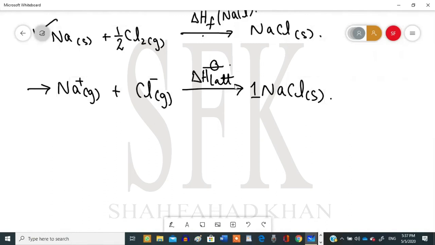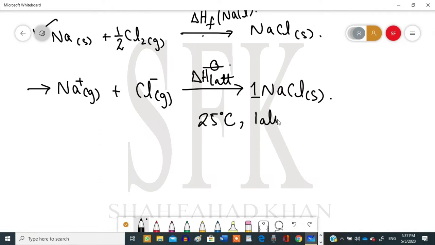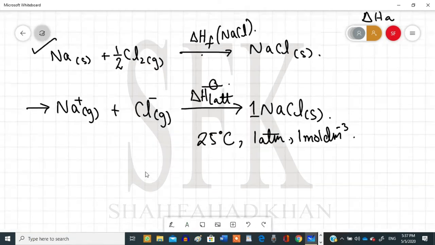So it is the enthalpy change when 1 mole of a solid ionic crystalline compound is formed from its gaseous ions under standard conditions. And you guys know what standard conditions are very well: 25 degrees Celsius, 1 atmospheric pressure, and 1 mole per dm cube concentration as well in case of solutions. So this is lattice energy.